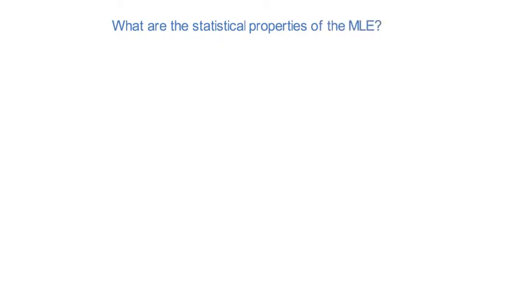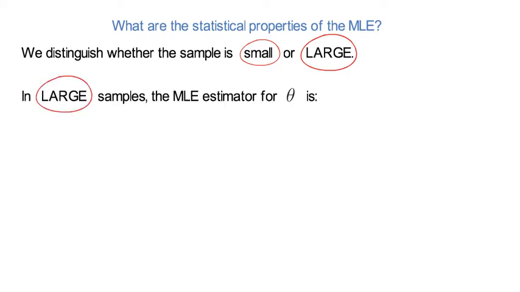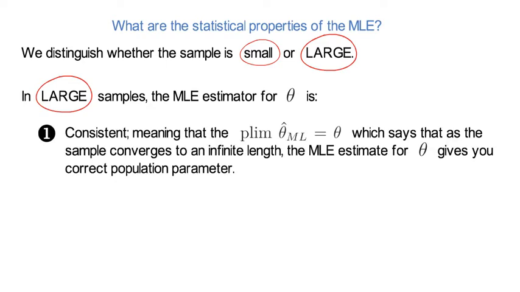I now focus on the last item of this video. Now, the question is, what are the statistical properties of the maximum likelihood estimates? Well, we distinguish whether the sample is small or large and start with the large sample properties. In large samples, the MLE estimator for theta has the following 4 characteristics. First, it is consistent, meaning that the plim of theta hat ML equals theta. Now that says that as the sample converges to an infinite length, the ML estimate for theta gives you the correct population parameter. That's really good news.